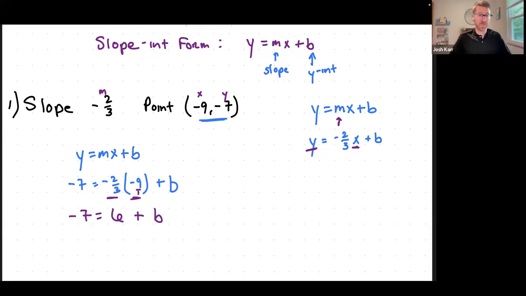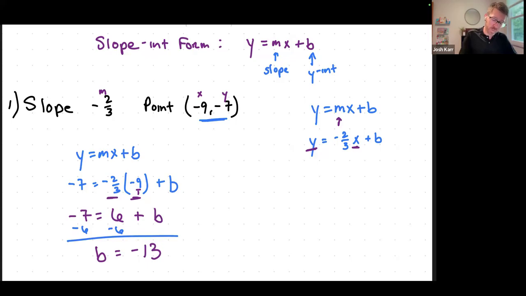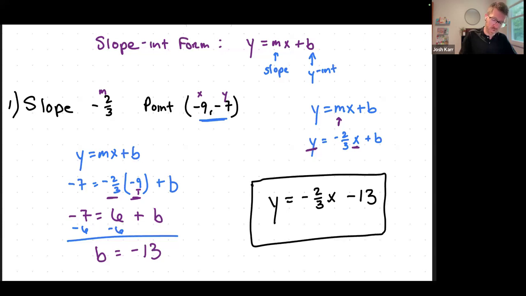Pretty cool. Finish it out. Let's get b by itself. Subtract 6 from both sides. We get that b equals -13. Okay? So the prompt is to write a successful equation. Our successful equation will be in the form y equals mx plus b, where m and b are filled in. So our m was negative 2/3, and our b was -13. That right there is our successful equation.